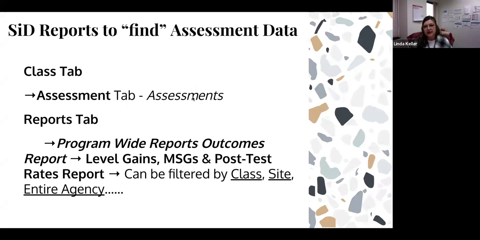So SID has several reports in their defined assessment data that has been recorded. There are 2 different reports that you can find this information in. Every class has an assessment tab, and if there are assessments that are recorded on students in that class, teacher level access as well as admin level access can see that information. And in the reports tab, which again, teacher level access and admin level access to SID all have access to these reports. So the second report would be the program-wide report outcome for the level gains, MSGs, and post-test rate report. That report itself, you can filter it by a class, you can filter it by a site, and you can run it for your entire agency.